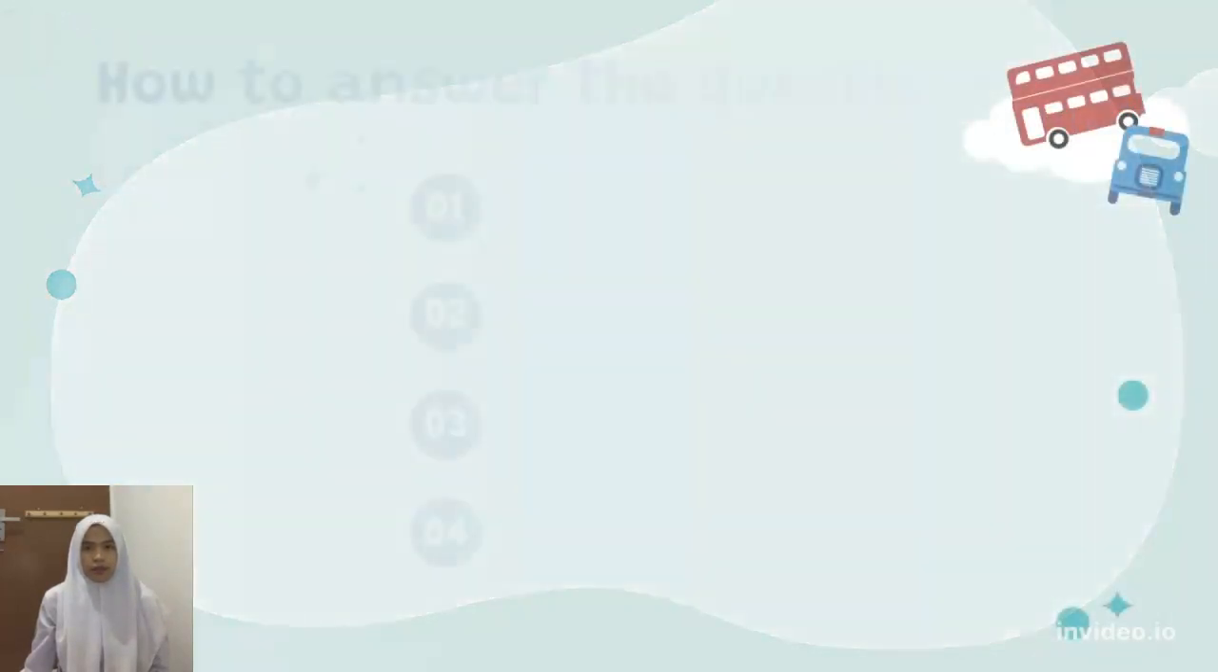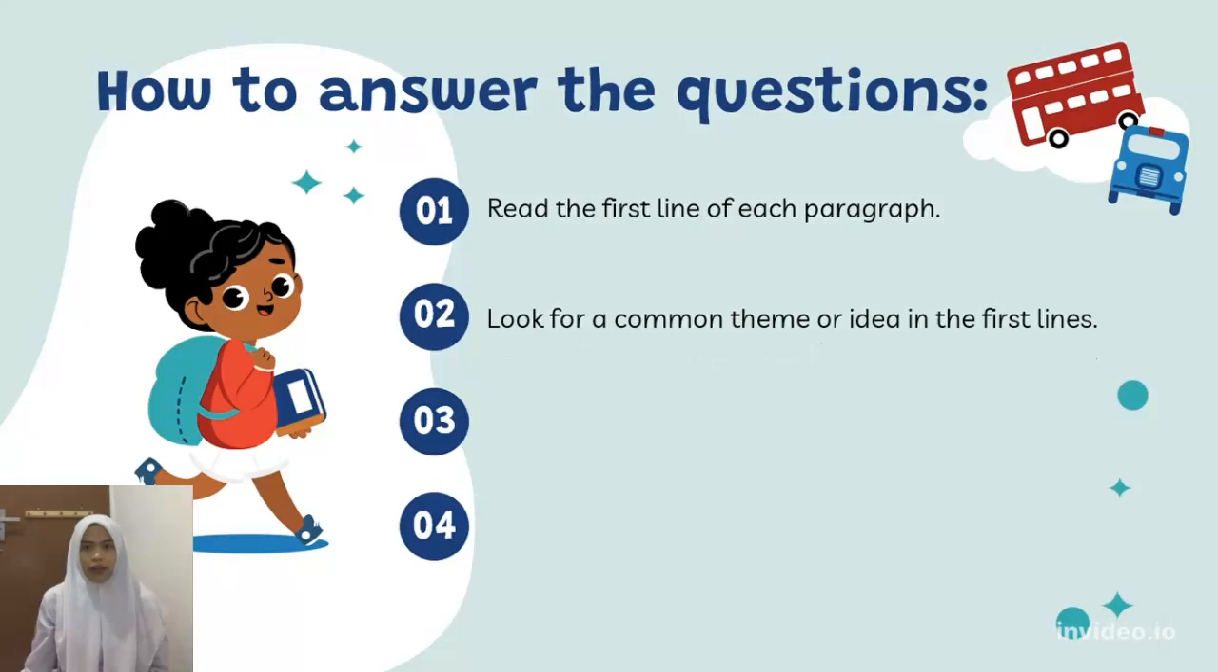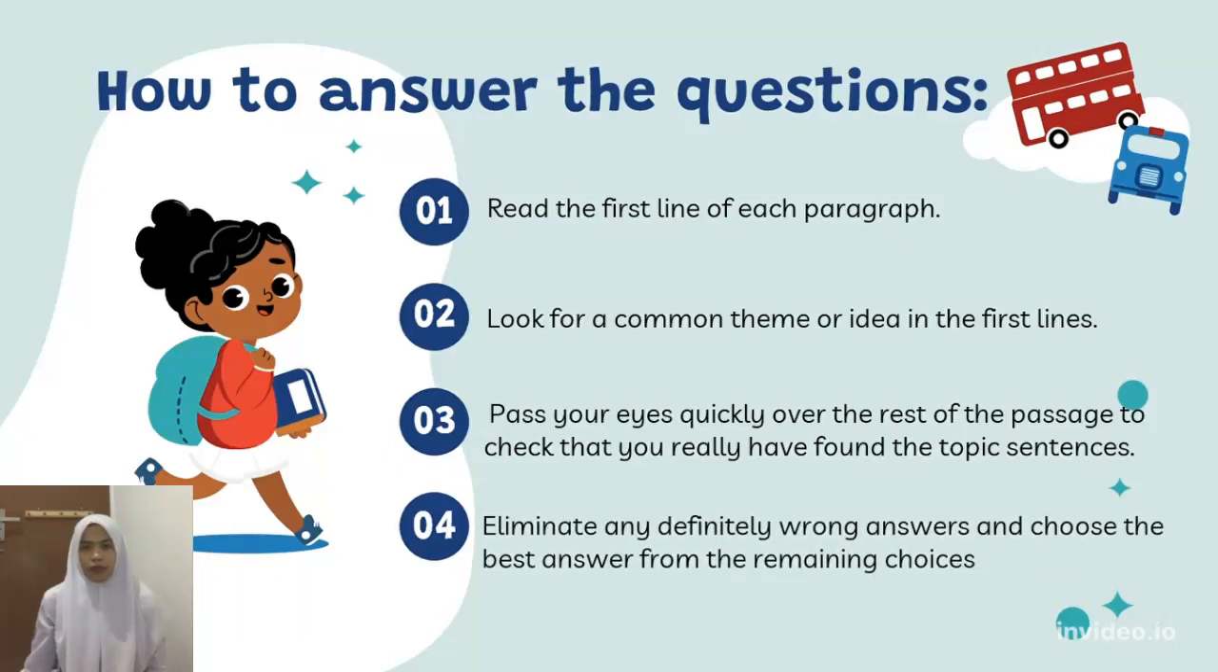How to answer the question? Read the first line of each paragraph. Look for a common theme or idea in the first line. Pass your eyes quickly over the rest of the passage to check that you really have found the topic sentence. Eliminate any definitely wrong answers and choose the best answer from the remaining choices.